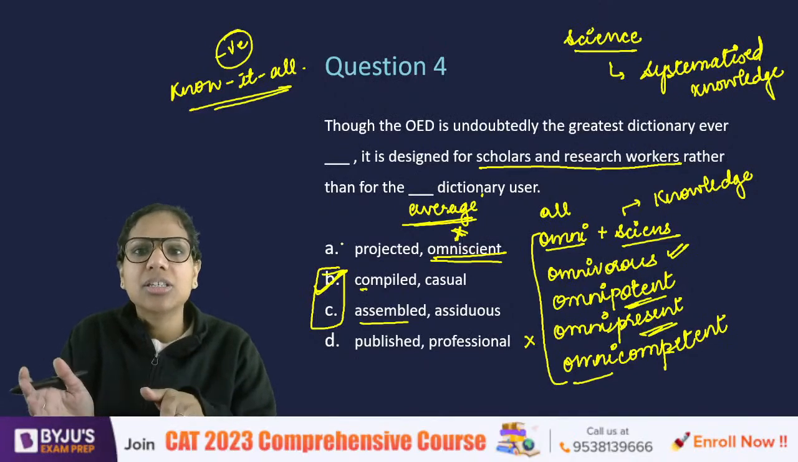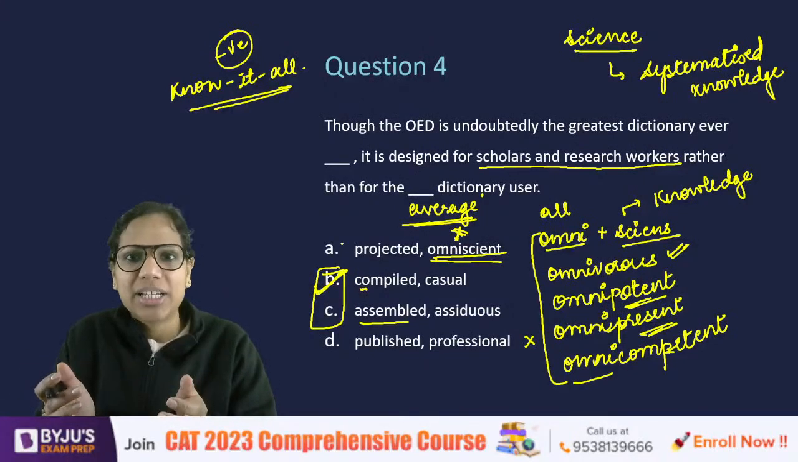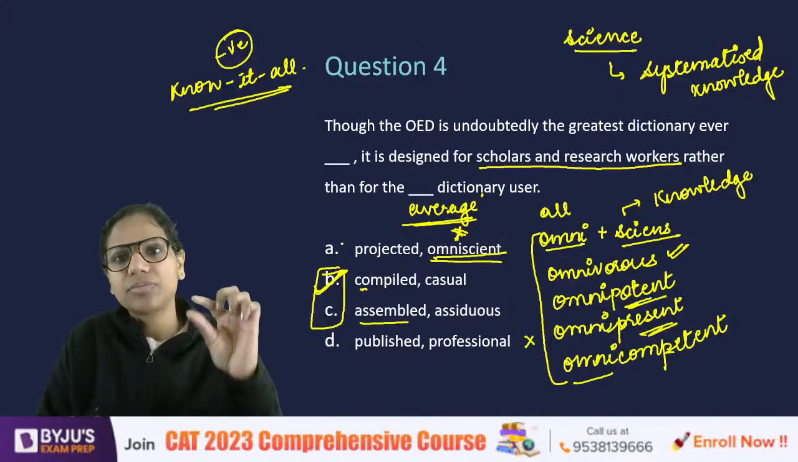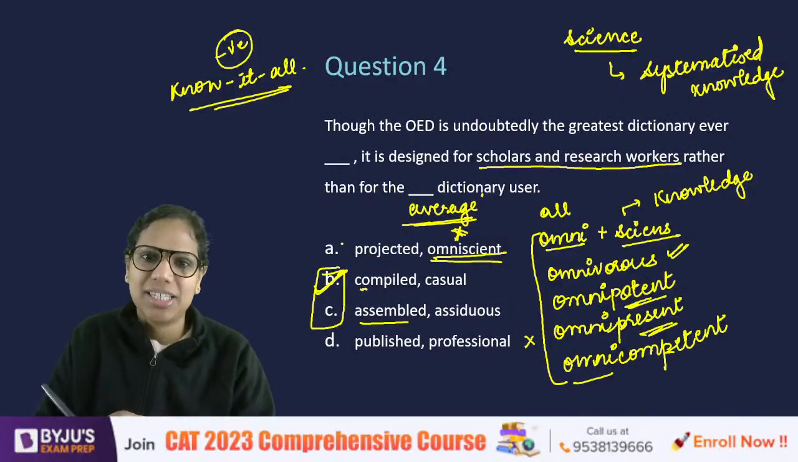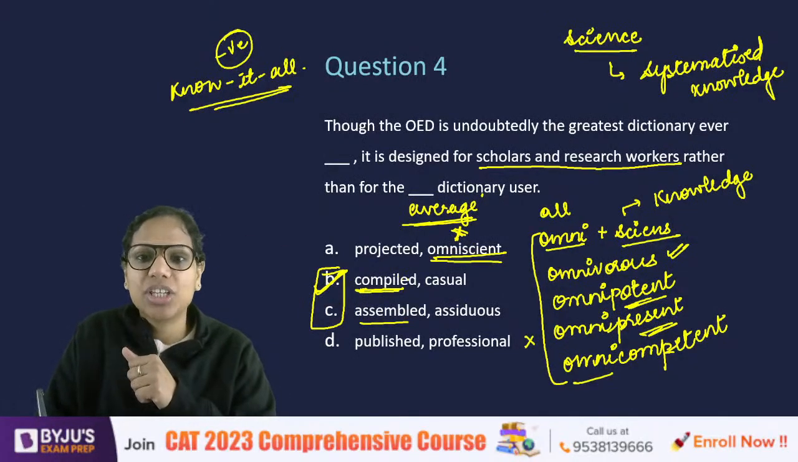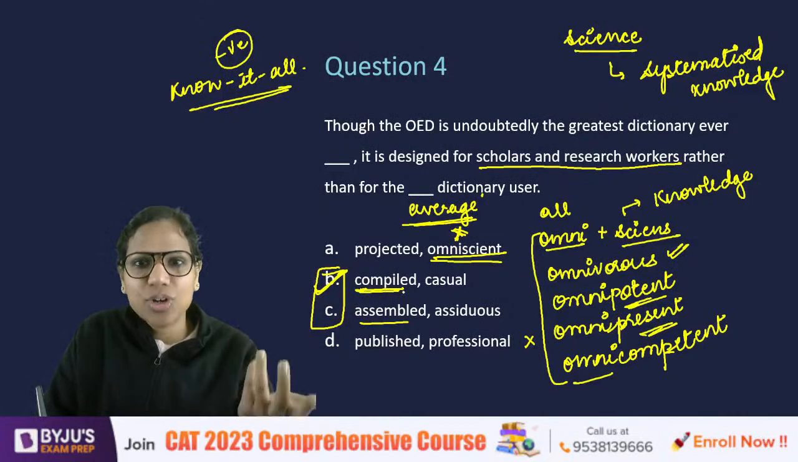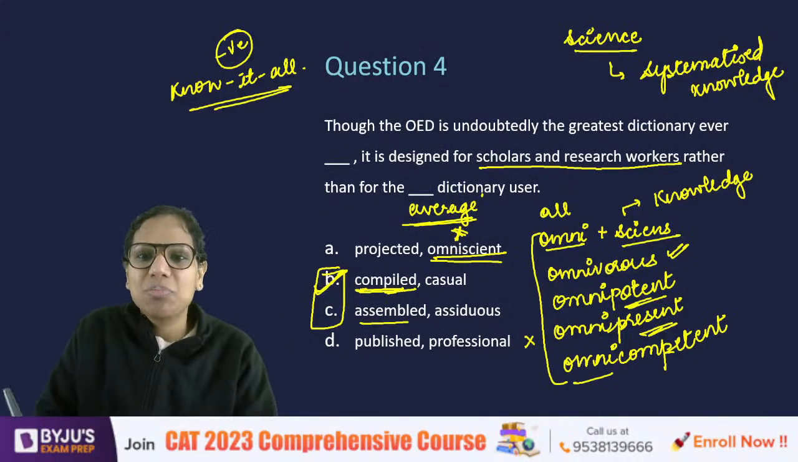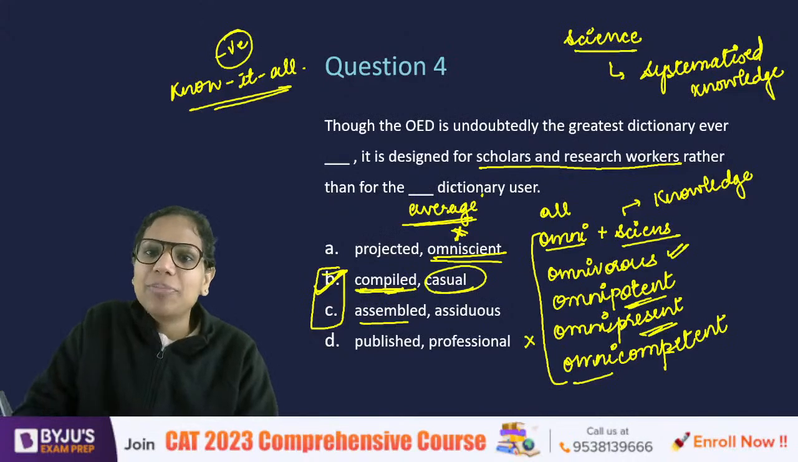So for instance, your school magazine, your college magazines, what do they do? They compile articles from various students and then publish them in that magazine. So the dictionary also compiles. Why? Because it takes sentences from various sources. Of course, it takes words from various sources. It does not create its own words as such, right? So compiled. And casual absolutely fits there.